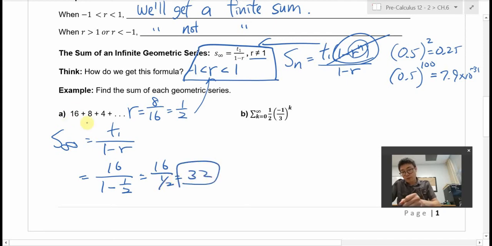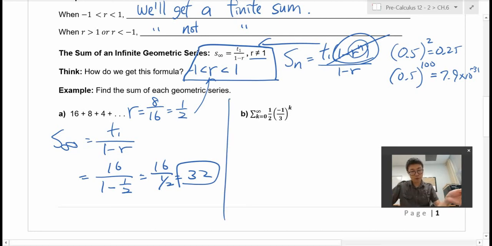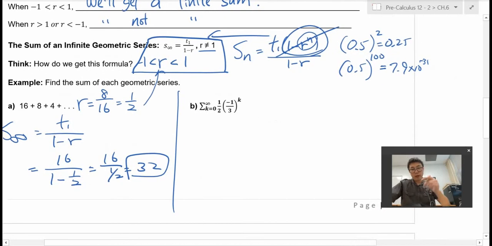So if you keep adding with this sequence, the sum is going to be really close to 32, and we just say that's 32. It will actually never be 32, but you'll be really close. Again, that has the concept of limit, which you will learn in calculus. Anyways, here's the second example, part B.